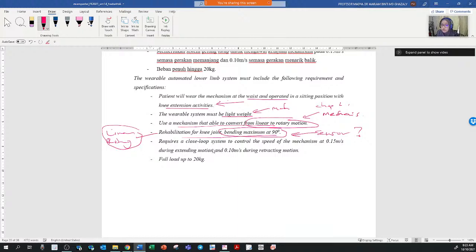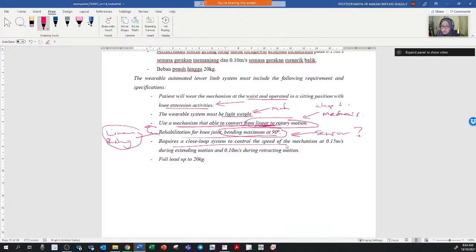Okay, but of course you can see here that it says the mechanism is able to convert from linear to rotary motion. So you can either use a sensor that can measure linear motion, and then you're going to use the mechanism to convert the linear motion to rotary motion. So this is where you need to have a few equations, mathematical equations.